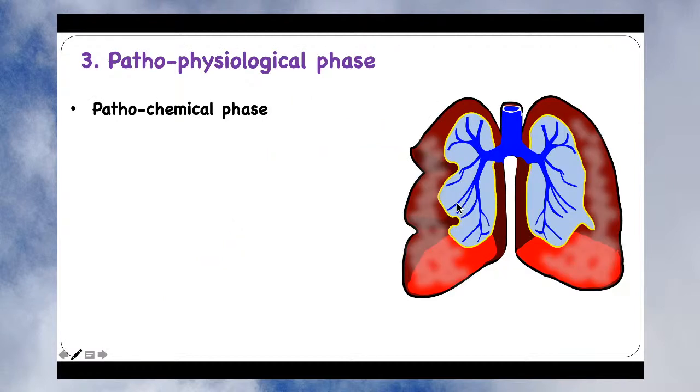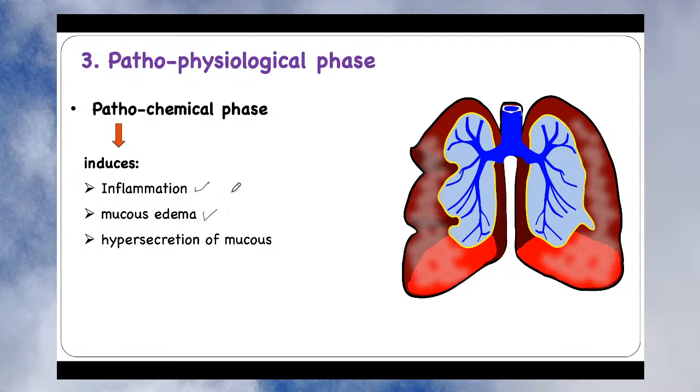Now, up to this phase there is only release of the chemical. When these chemicals are released, what do they further do? The further stage is the pathophysiological phase. In the pathochemical phase, the patient does not yet start showing the symptoms of asthma, but when these chemicals are released inside the body, what will happen? Due to these chemicals, your bronchial smooth muscle will have inflammation. There will be mucus edema, because it produces excessive secretion of mucus, and due to that there will be edema inside your bronchial smooth muscle.